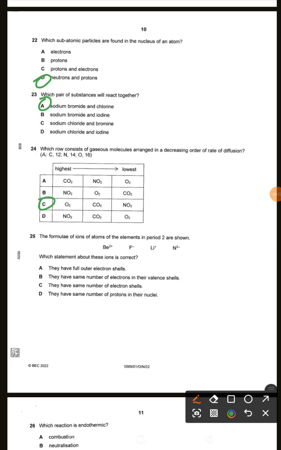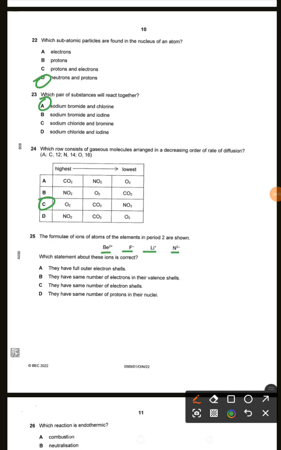Okay, the formula of ions of atoms of the elements in period 2 are shown. We have the ions there. Which statement about these ions is correct? Let's look at those statements, because we are guided by the answers or the options that we have there, not with the knowledge that we have. So that's how you answer paper 1. You follow the answers and then you work with elimination.